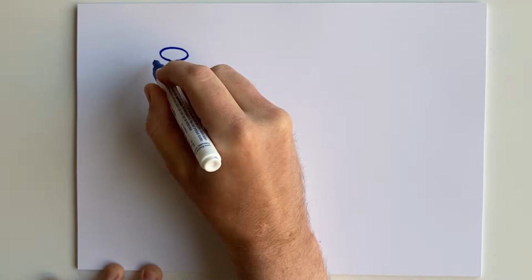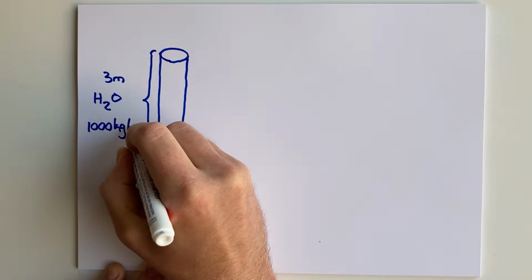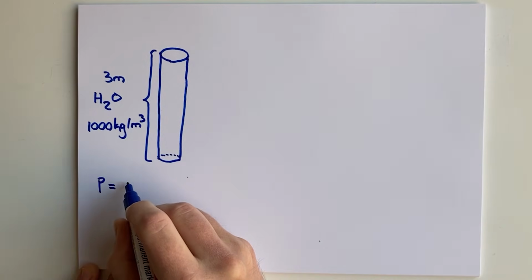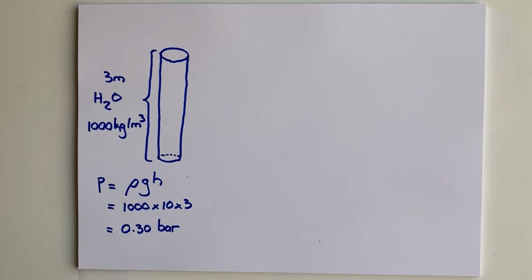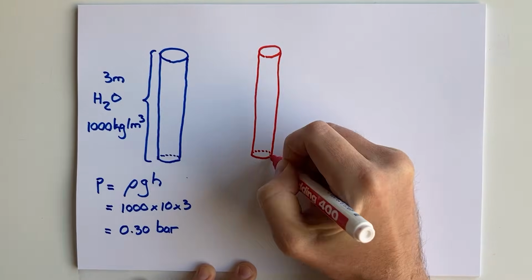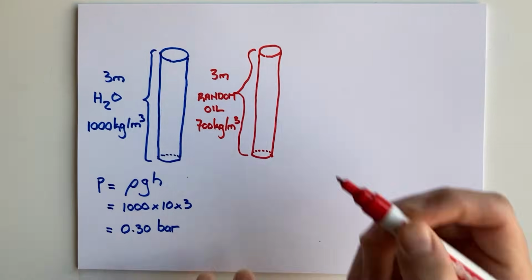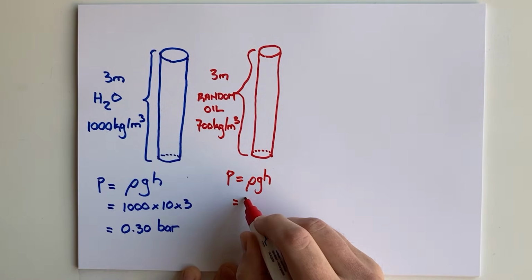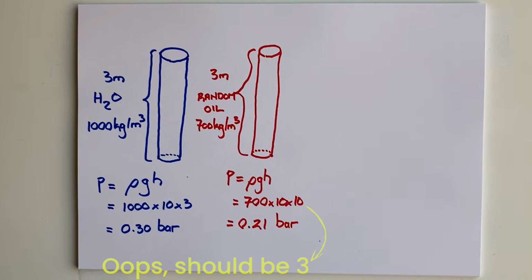So our 3 meters of water, which has a density of 1,000 kilograms per cubic meter, equates to roughly 30,000 pascals or 0.3 bar. If instead we had a 3-meter column of some random oil with a density of 700 kilograms per cubic meter, then the pressure exerted by that column would only be 21,000 pascals, or about 0.21 bar.